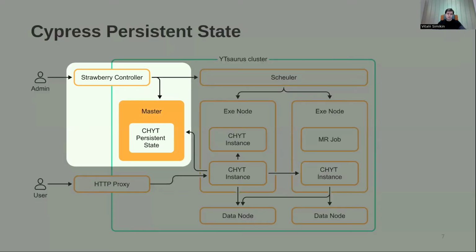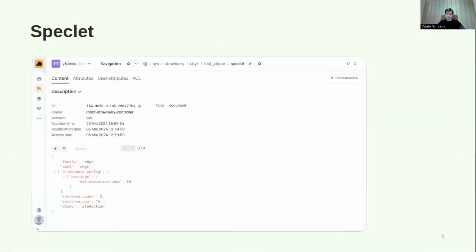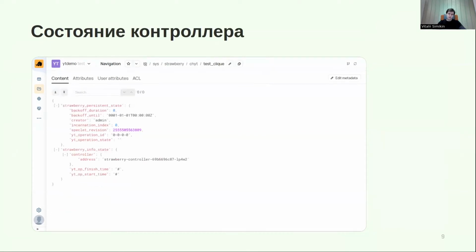For starters, let's talk about CHYT's persistent state. The state required for every clique to work is stored on the master server in the sys folder. It is made up of three components. The first one is called speclet. A speclet is a JSON document that contains various properties and fully describes the clique configuration, number of instances, and so on. When a user specifies a speclet, they, in fact, define the required clique state, while the system makes sure to maintain it. The second component is the so-called strawberry state.